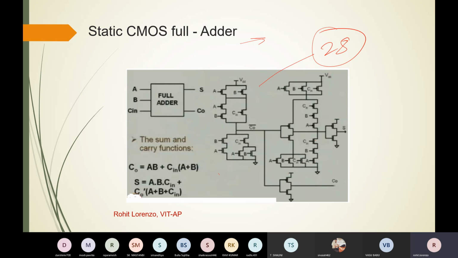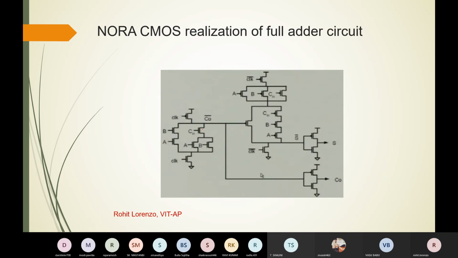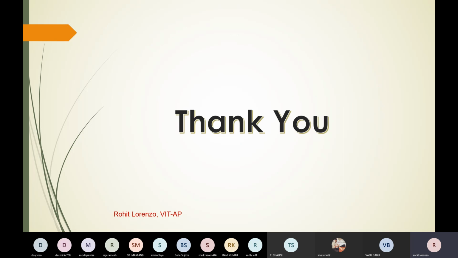Now the same full adder circuit, when you design it with this, the total count is 1, 2, 3, 4, 5, 6, 7, 8, 9, 10, 11, 12, 13, 14, 15, 16, 18, 19. So a total of 20 transistors. The same function we are realizing with NORA CMOS using 20 transistors, and in static CMOS there are 28 transistors. This is a reduction of 8 transistors. So we can also use it for minimizing the number of transistors, and in this way we can minimize the power. So this is all about dynamic CMOS logic.